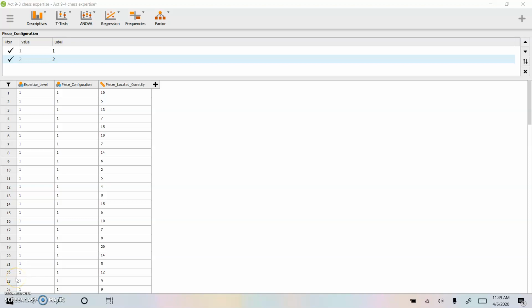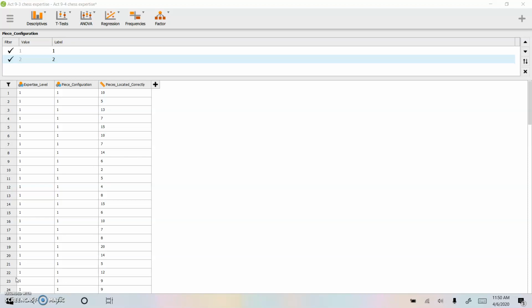Hello again. All right, so this activity is looking at the one with chess expertise and people's ability to correctly recall the configuration of a chessboard. So what they did in this study was had experts and non-experts, so novices, look at a chessboard, and that chessboard varied. Some of the chessboards were sort of random configurations of pieces, and the other chessboards were set up like they would be in a game play.